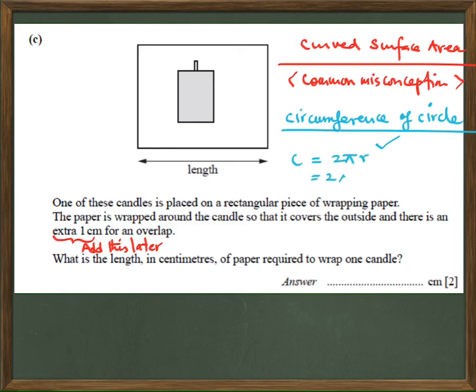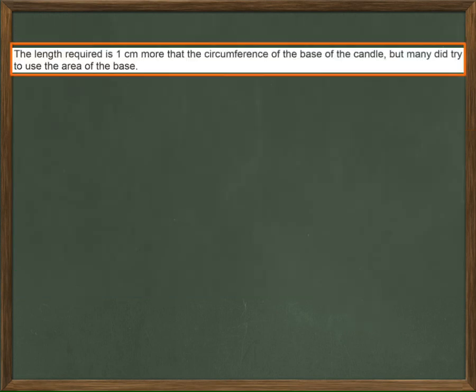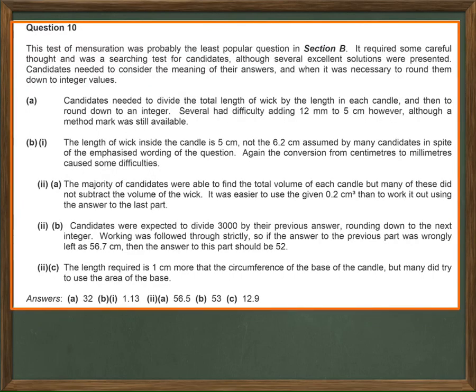That was some common misconception of curved surface area. Basically, we want the circumference of the circle. So 2 into pi into r, which is 1.9. That comes out to be 11.94 centimeter. Add 1 to it. That's 12.94 centimeter. Round it off to the desired level of accuracy, which is 3SF. The length required is 1 centimeter more than the circumference of the base of the candle, but many did try to use the area of the base. Exactly what I told you before. And that finishes this question.